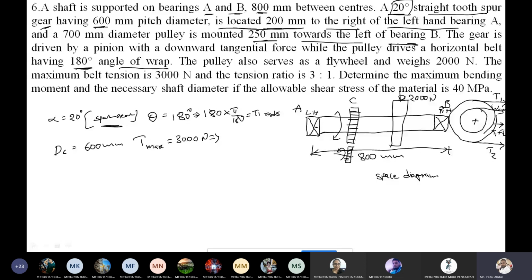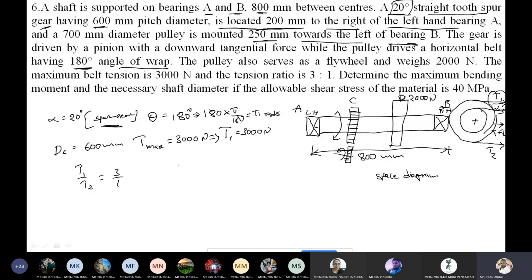So what is the name of the tight side? If you see, the tight side is what we have given as T1. So it means T1 we can write as 3000 newtons. Okay. And the tension ratio is given in the question: T1 by T2 equals 3:1.